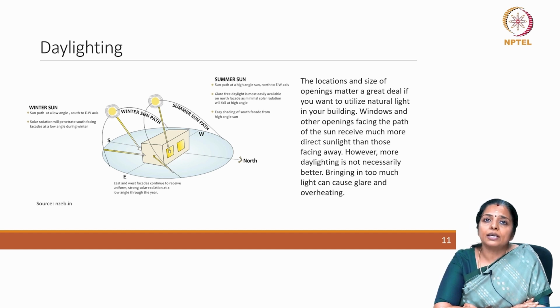In a tropical country like India, it is very important for us to optimize the position and location of openings to have an optimum level of indoor ventilation, daylighting, and overheating. Having too large openings is not necessarily a good thing, because it can also bring in heat along with the ventilation. Hence, the optimization is very important.